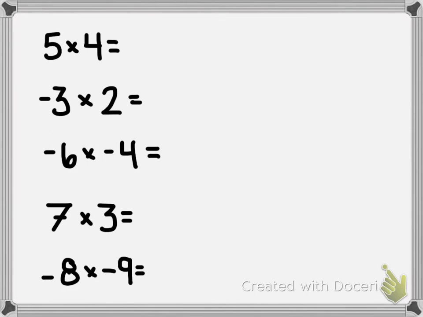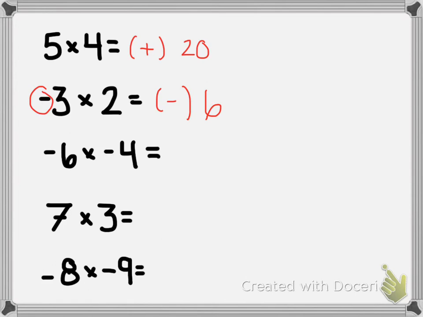Let's look at a few more examples. 5 times 4 is two positive numbers, so my answer is going to be positive. And 5 times 4 equals 20. Is this one going to be positive or negative? This answer is going to be negative because I have one negative. And negative 3 times positive 2 equals negative 6.